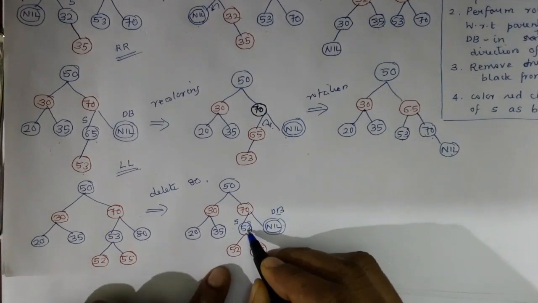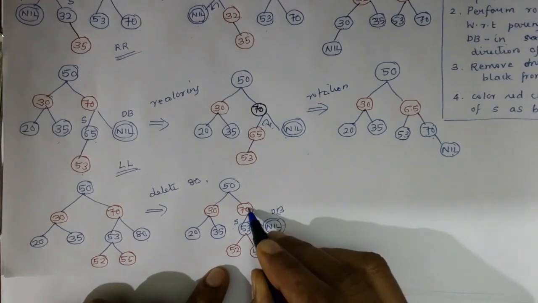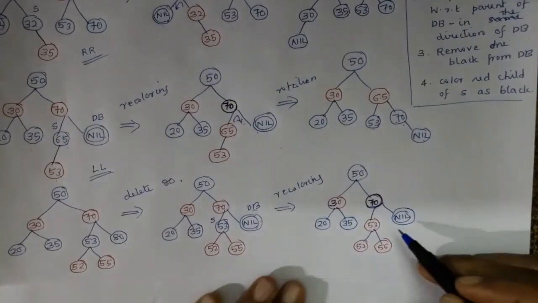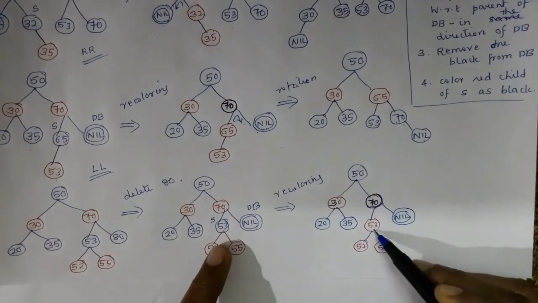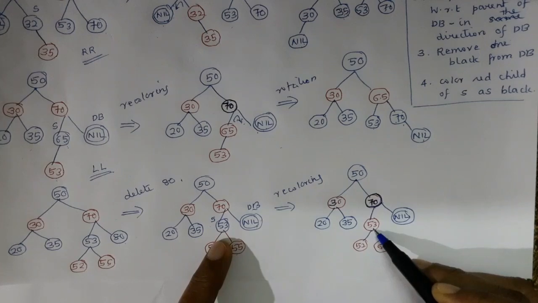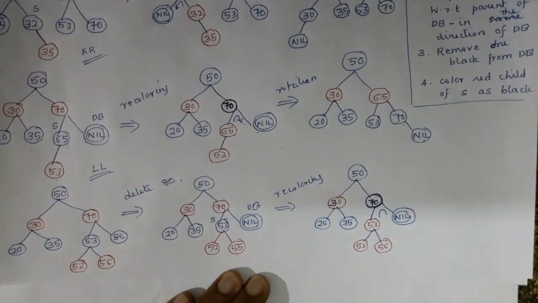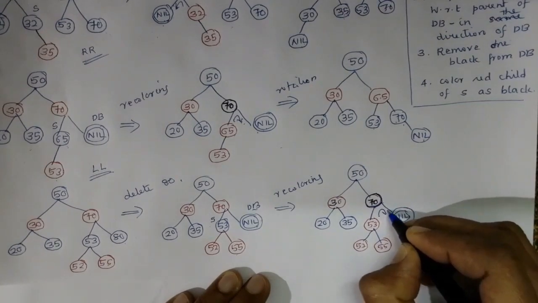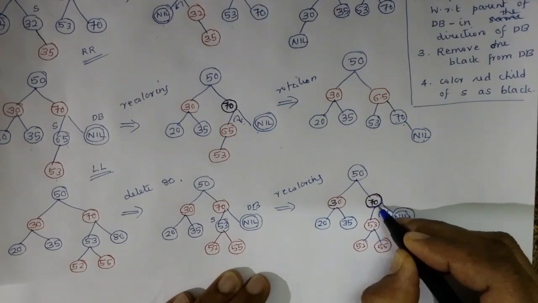In this case also we first recolor the sibling and its parent. So after recoloring, the tree is like this. 70 is colored as black and 53 is colored as red. Next perform rotation. Rotation is in the direction of the nil node with respect to the parent.